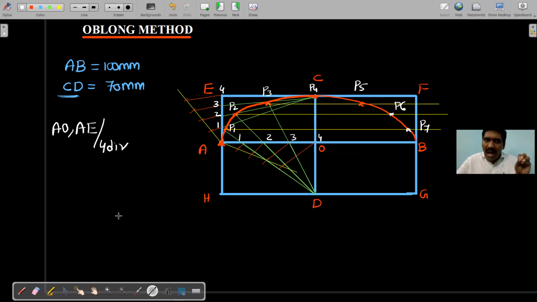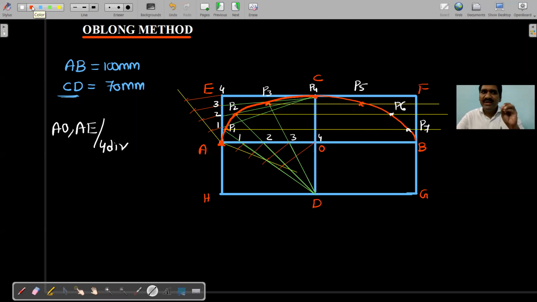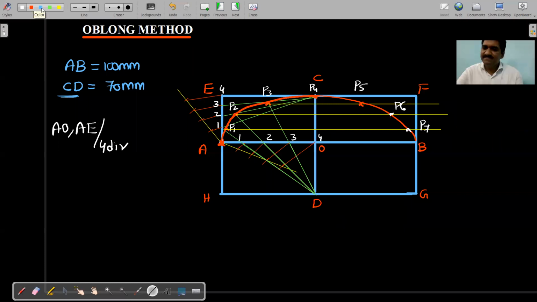Now, half of the figure is over. Now I'm going for the remaining half of the part of the ellipse. Okay. So now what we have to do, very simple. From this P1, P2, then P3, just draw some lines. Okay. Now what we have to do, very simple, all of you.